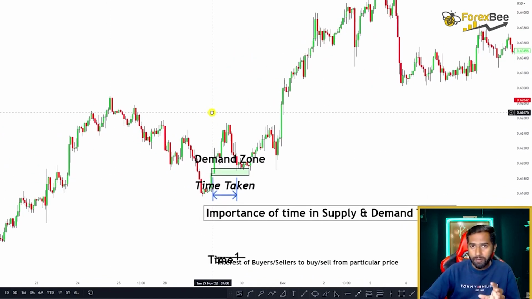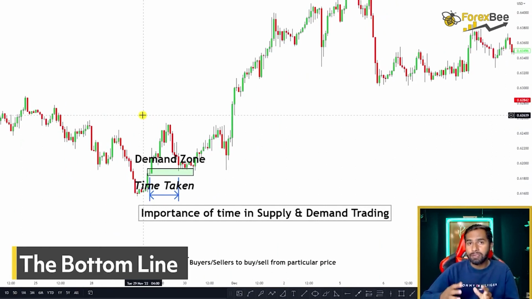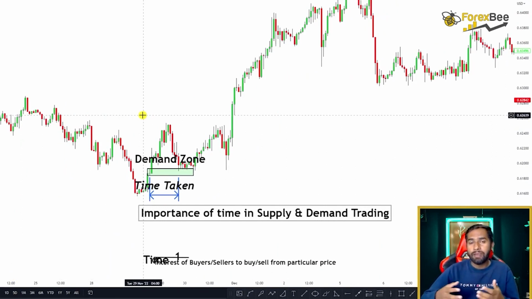Now what we learn from this is that as time passes by, the buyers or sellers lose interest because they are more interested in finding the latest levels as the price action is happening.